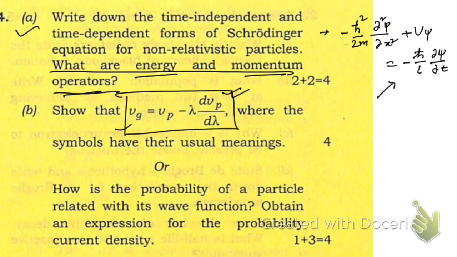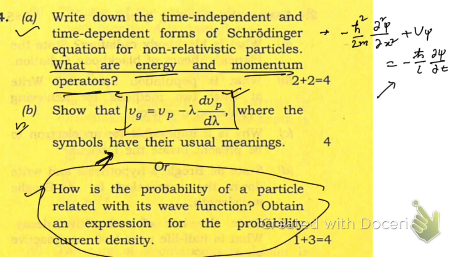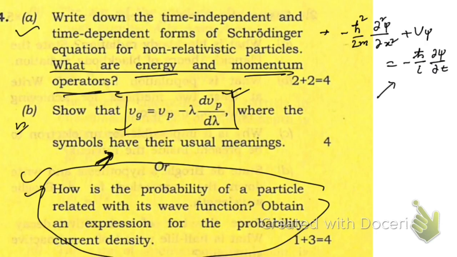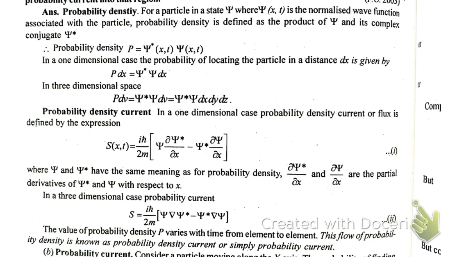So now in this question number 4b, either you have to answer this question or this one. So what will be the answer to this question 4b? So what is the probability of a particle related to the wave function, how is the probability of a particle related to the wave function, and obtain the expression for the probability current density. So let me show you the answer. So here is the answer of 4b, right? 4b or. So this is the answer. So hope you have understood this.